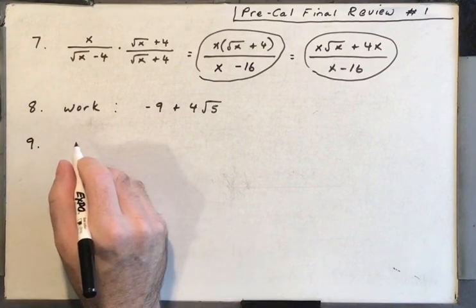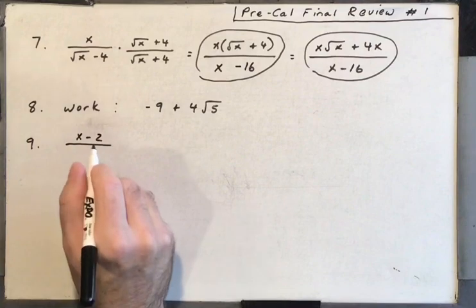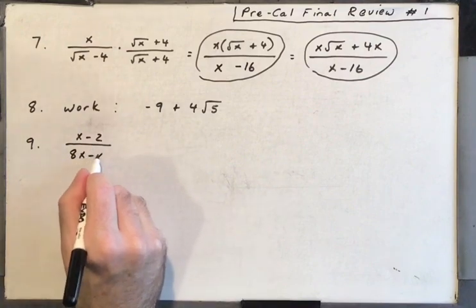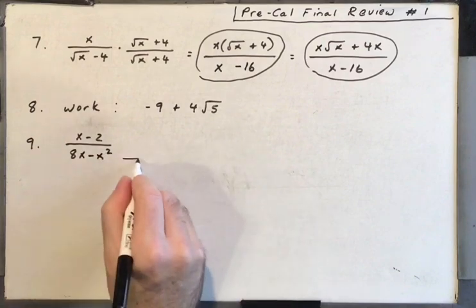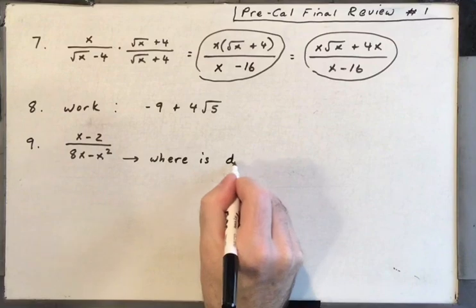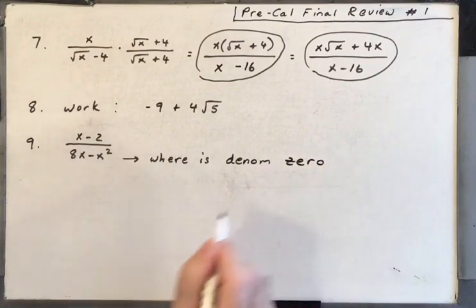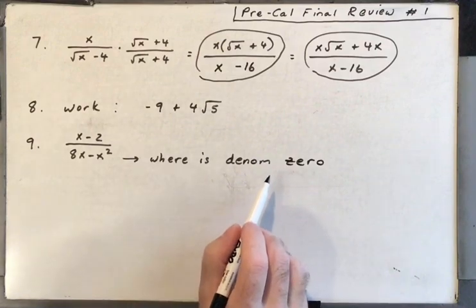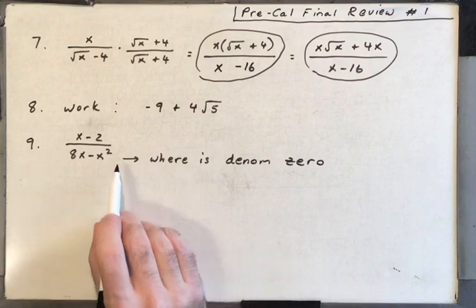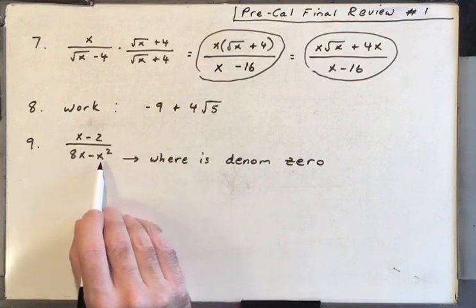It says find the domain of x minus 2 over 8x minus x squared. What we're looking for here is where is the denominator 0? All right, where's the denominator 0? It's also a way to find a vertical asymptote, okay? But we have to, the domain of this excludes any number where that makes the denominator 0.